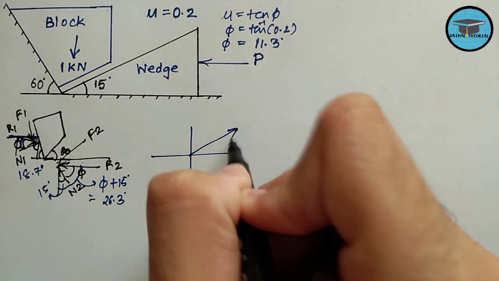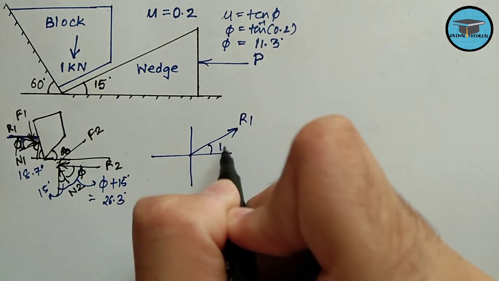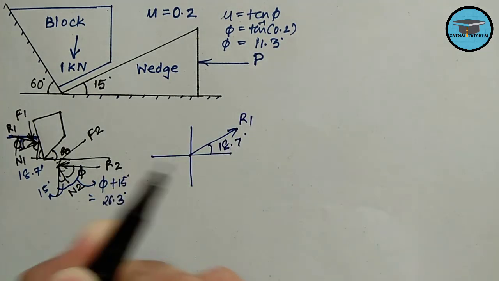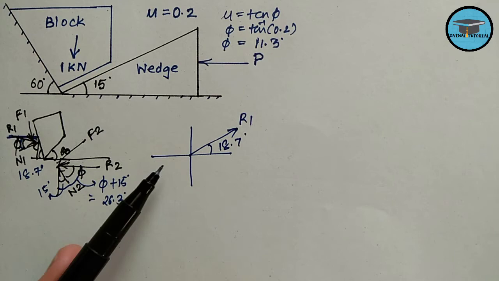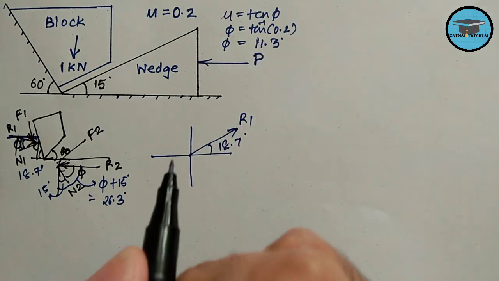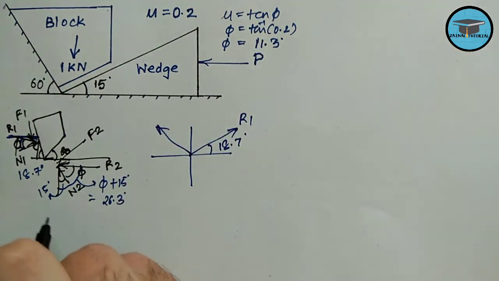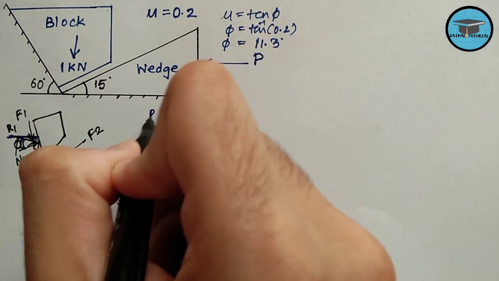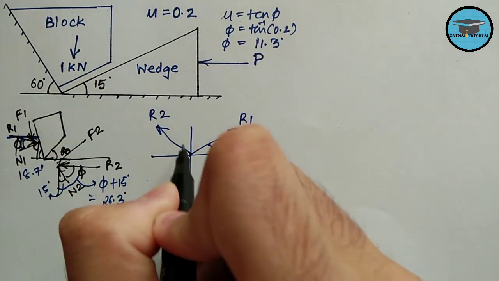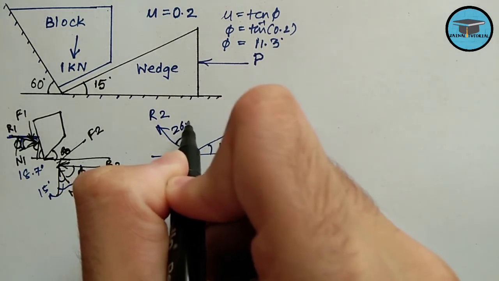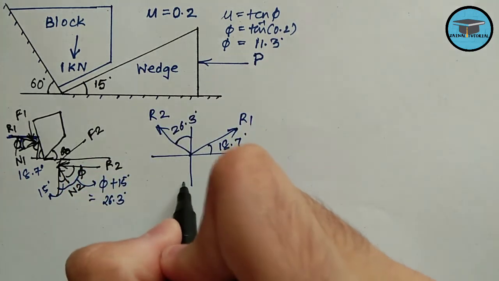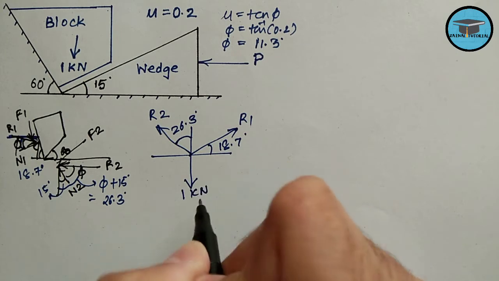So R1 would be acting at an angle of 18.7 degree with that of the horizontal. Okay, we have transferred this force from this quadrant to this quadrant only. And R2 is making an angle of 26.3 degree with that of the vertical. So this angle would be 26.3 degree. Also there is a weight of 1 kilonewton acting in the downward direction.